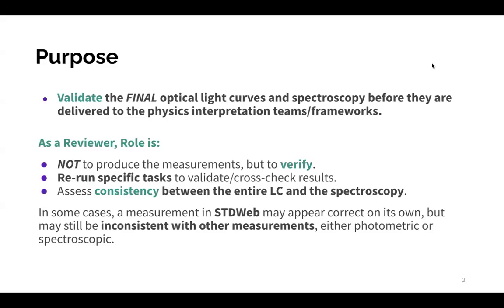Okay, so the purpose is not just to produce the measurements when you are a reviewer, but to validate. And I'll explain a bit more here what we mean by validate or check consistency. It is to validate the final optical light curves that will be sent to the modeling team or the physics interpretation team. The reviewer will run specific tasks: validate, cross-check, and, again, I'll explain what we mean in the process, and assess consistency across the entire light curve.